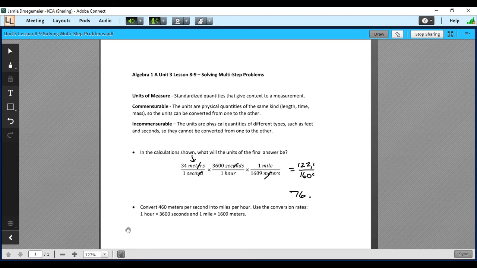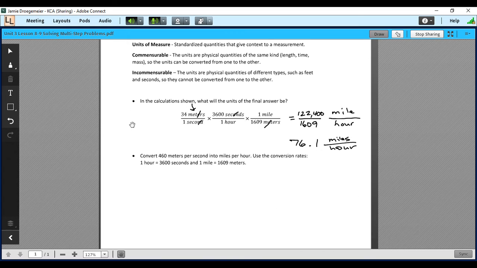All right, let's take a look at another example here. They want us to convert 460 meters per second into miles per hour, and they've given us our conversion rates. So we're starting with 460 meters per second, so that's over 1 second. I know that there are 3,600 seconds in an hour. Well, my seconds are in my denominator right now, so I need the 3,600 seconds in the numerator and the 1 hour in the denominator.